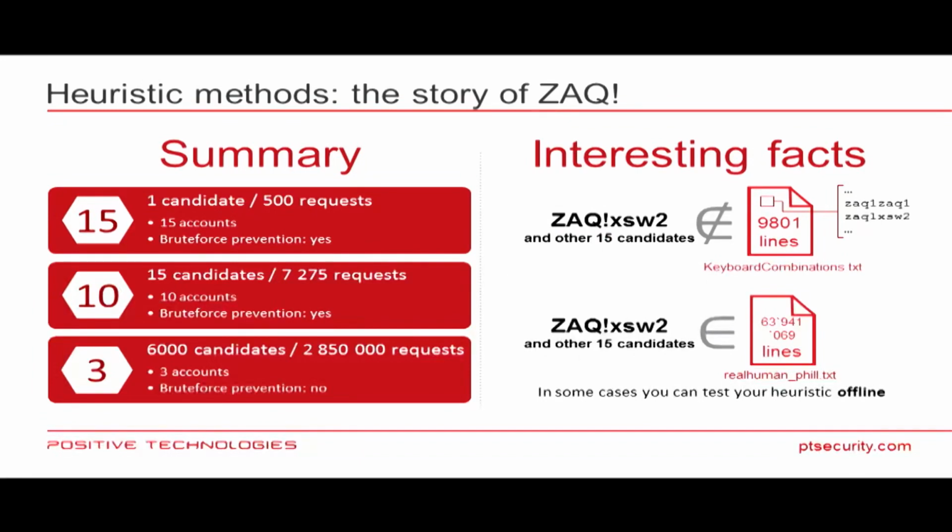By using the standard password, 15 accounts were compromised. By using just 15 variations of standard passwords, additionally 10 more accounts were compromised. With more complicated options, 3 more accounts were compromised. This password combination was not seen in the keyboard combinations, but we saw it in a bigger dictionary.